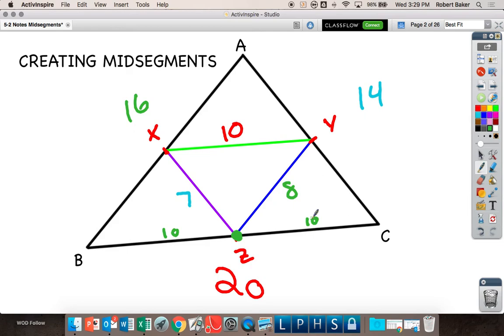Now, if AC is 14 and Y is the midpoint, how long is AY? How long is YC? And if AB is 16 and X is the midpoint, how long is BX?